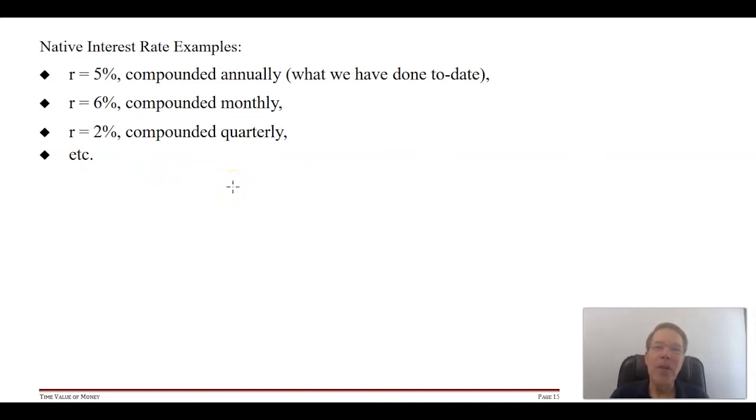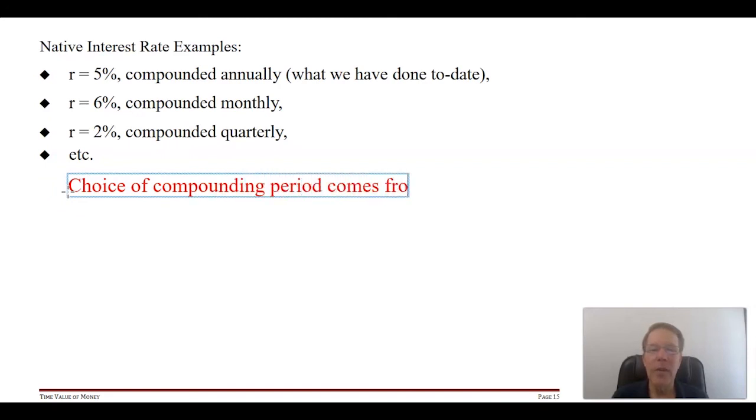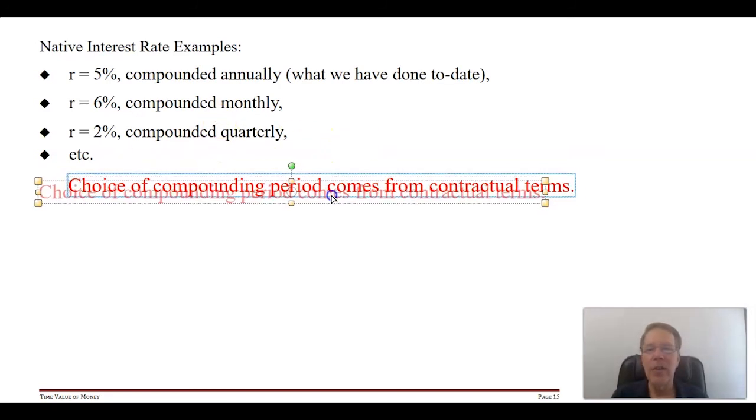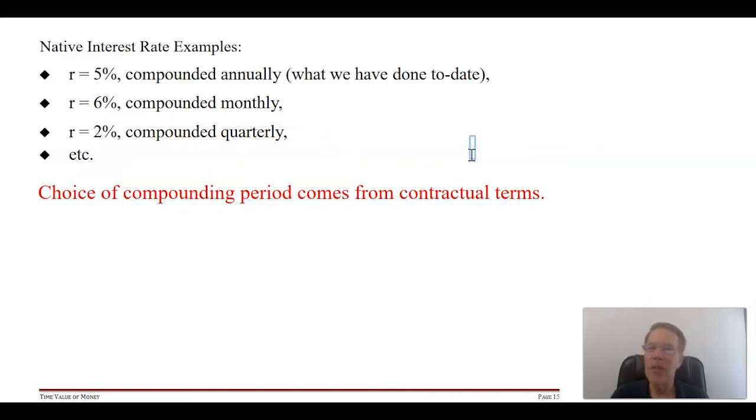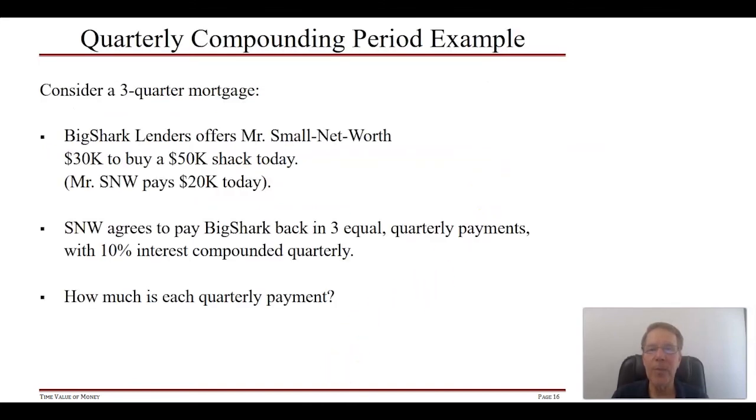Okay, so there might be one other question that you're wondering about here. Where do these R's come from? Well, once again, it's not a law of nature. The choice of compounding period comes from contractual terms. As usual, there is no law of nature that says treasury bonds have to be done in semi-annual compounding periods. Nothing like that. It's just the contractual terms of the deal that we're looking at.